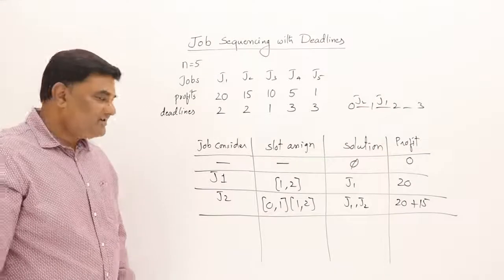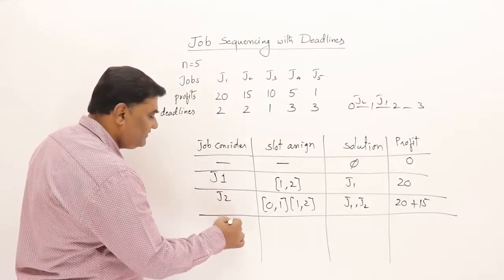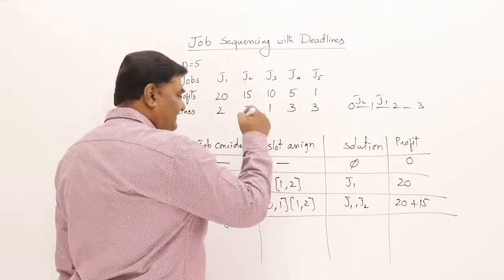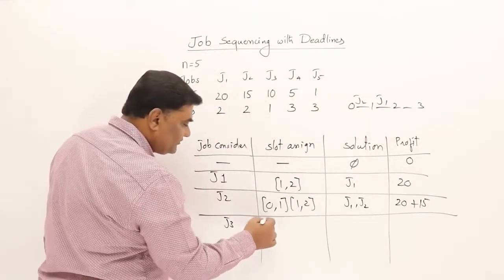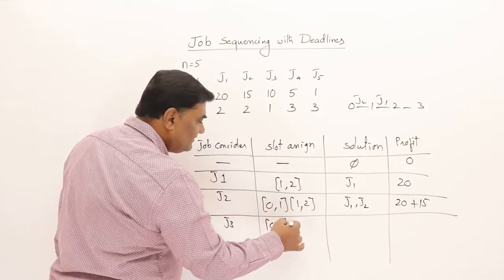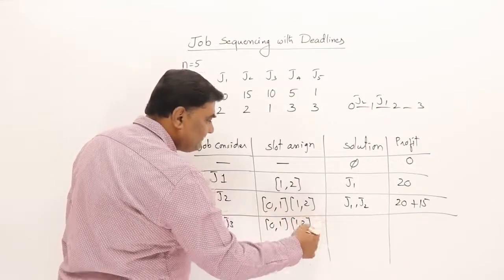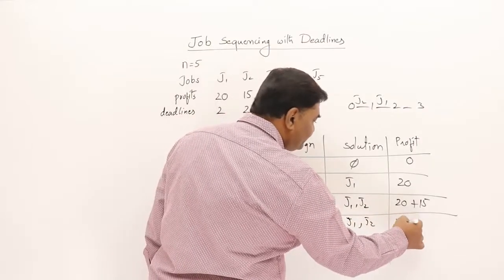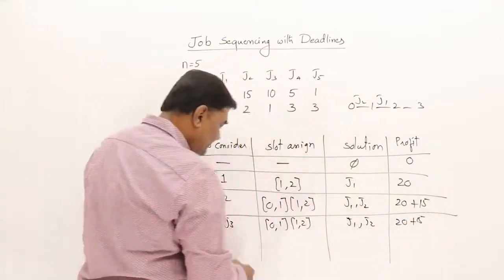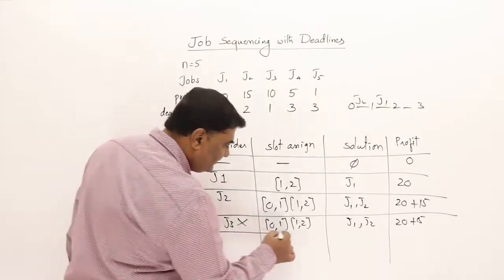Now next job to be considered, J3, third job. Its deadline is 1. 0 to 1 already occupied. So no slot is assigned and everything remains the same and the jobs are J1 and J2 only, and this is 20 plus 15 only. So this job is not included in the solution.